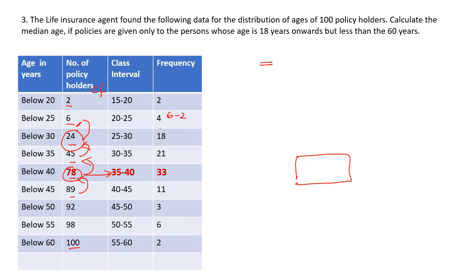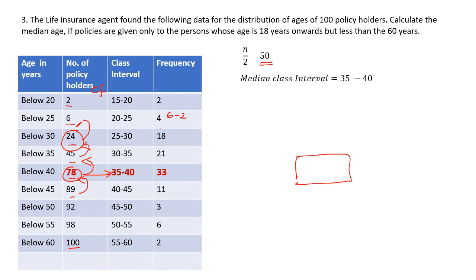Below 40, 78 minus 45, that is 33. Below 45, that is 89 minus 78, that you will get as 11. Similarly, 92 minus 89, that is 3. 98 minus 92, 6. 100 minus 98, so we get 2. So once we get the frequencies, now we'll find n upon 2, that is 50.